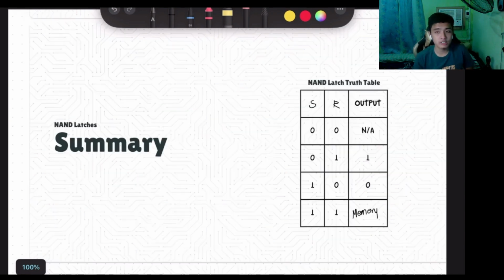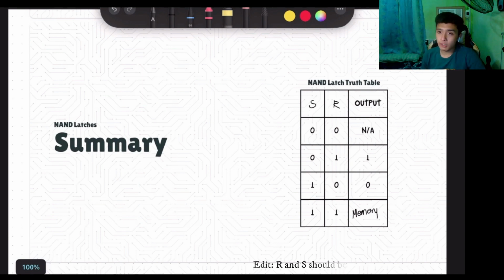Since we have already discussed the four possible inputs of a NAND latch, now we are going to summarize it. Based on the truth table you've seen on the right side, when S equals 0 and R equals 0, the output is not to be used. When S equals 0 and R equals 1, the output Q will be 1. When S equals 1 and R equals 0, the output will be 0. Whenever S and R are both 1, it should retain the previous memory of the circuit.